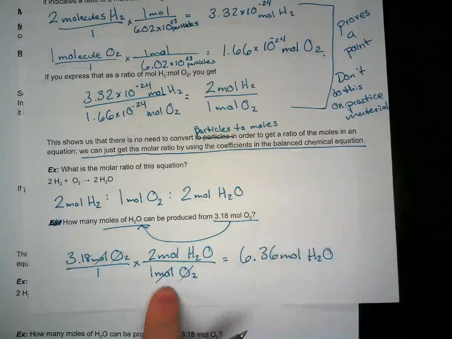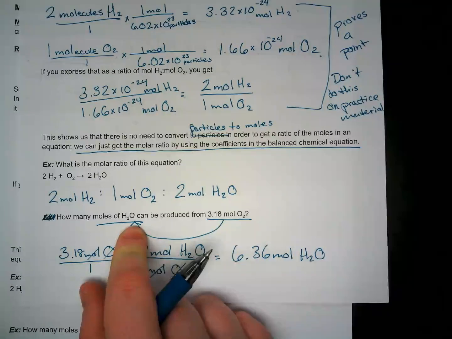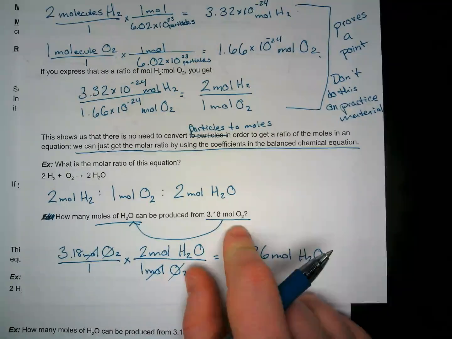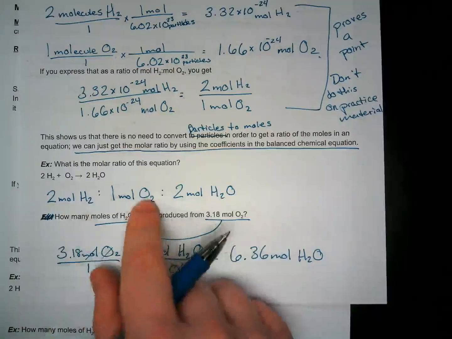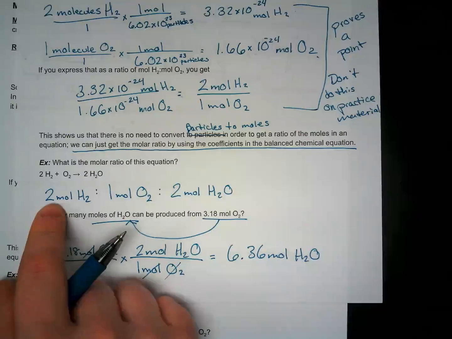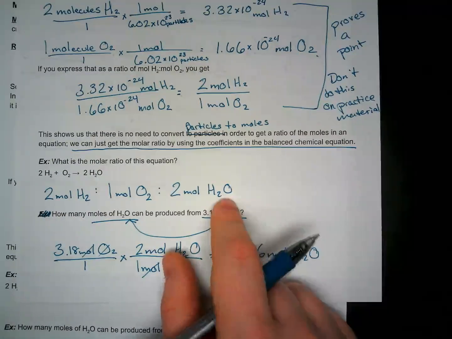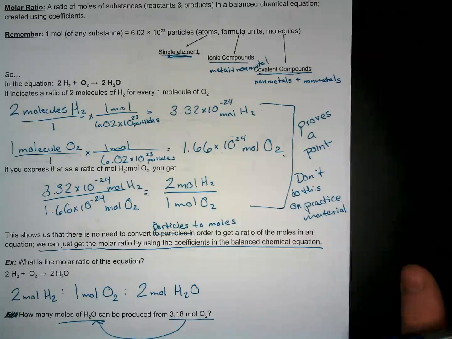Same thing goes down here. Like in this problem, how many moles of water will be produced from this number of moles of oxygen gas? We only worried about these two. We didn't worry about the number of moles of hydrogen gas. It's not part of the equation here. Just this to this. Okay? So if you guys still have any questions for me, make sure that you ask.